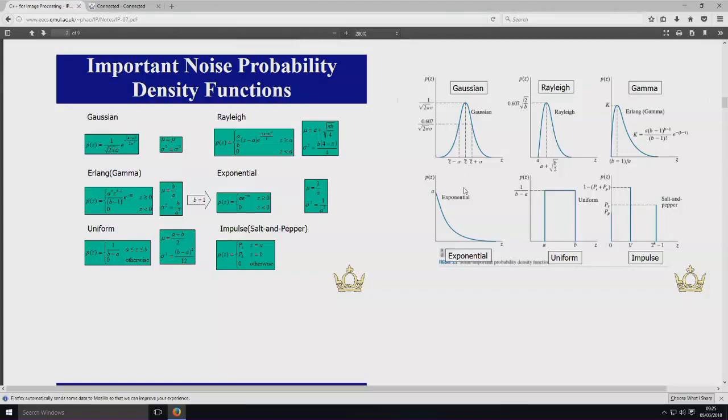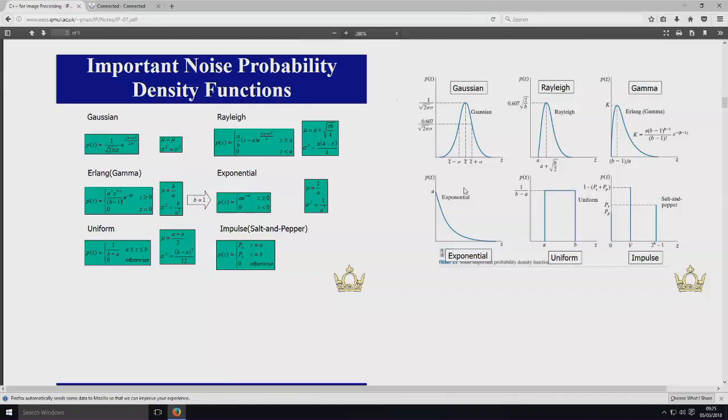And sometimes we have a uniform distribution. When we talk about white noise, it can be Gaussian white noise, or uniform noise, or white noise with another distribution. This is in the spatial domain.